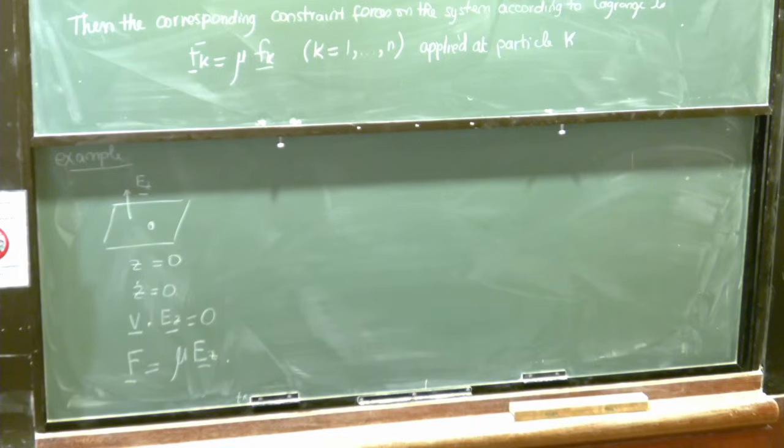If I have a particle moving on a surface, a particle on the table, and I were to ask you before this lecture what is the constraint force acting on this particle, or what is the force that enforces the constraint that the particle is moving on this plane? It's going to be the normal force, right? And what is the direction of the normal force? It's perpendicular to the table. If the surface is z equals 0, then the normal force is along Ez. So this constraint force is none other than the normal force.